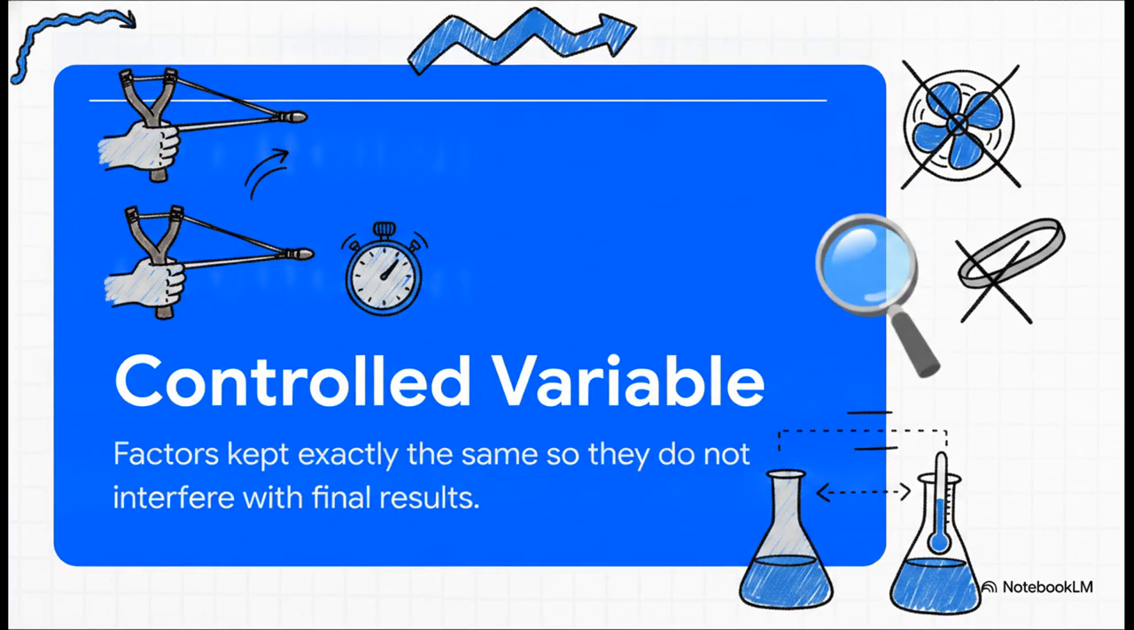Finally, we have the controlled variable. This represents literally all the other factors that have to be kept exactly the same so they don't mess with the final results. Think about it. If you suddenly change the thickness of the rubber band halfway through the experiment, or a strong fan starts blowing wind across the room, how would you know if the extra stretch caused the bullet to fly further or if it was just the wind? You wouldn't. To guarantee a fair, valid test, all those other environmental factors have to stay identical.